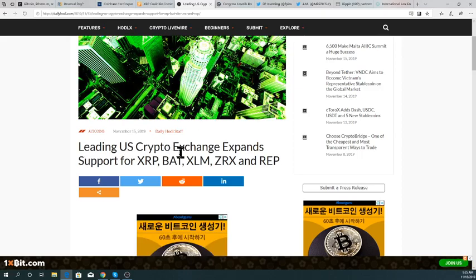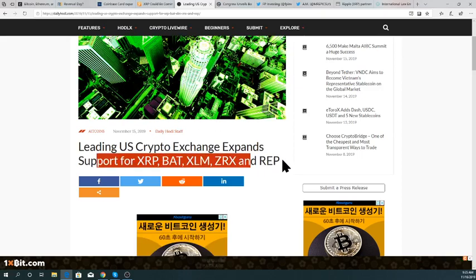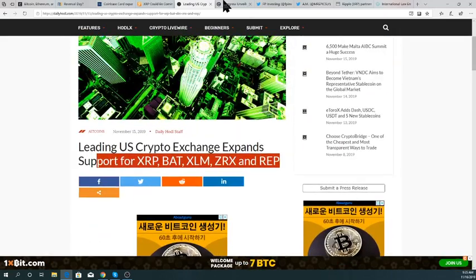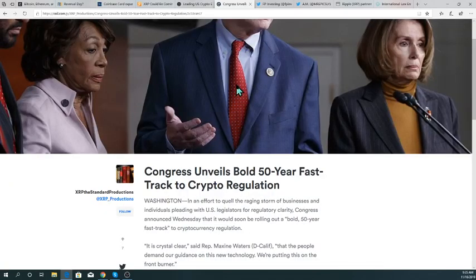Now, a leading US crypto exchange expands support for another group of cryptocurrencies. These are all positive news. Now I'm actually running through the news because I have to go back, look at our favorite cryptocurrencies, and analyze the chart. Now this one is a bit old, like 3-4 days ago.